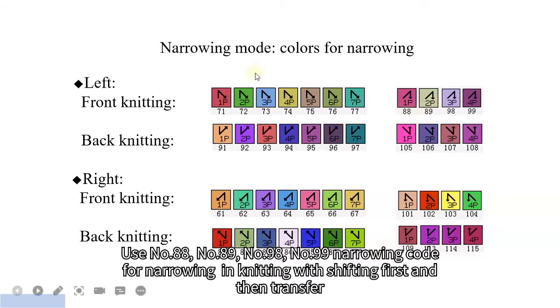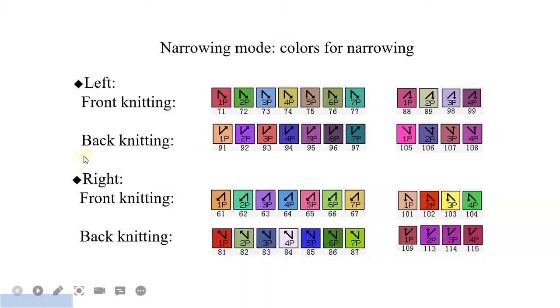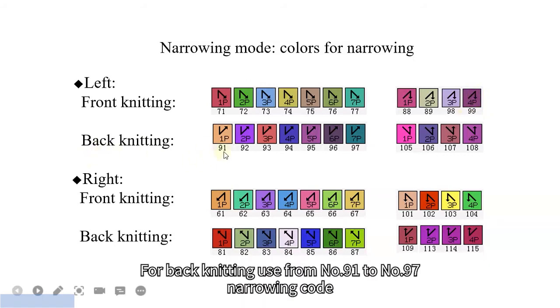use 88, 89, 98, 99 narrowing code. For narrowing in knitting with shifting first and then transfer. For back knitting, use from 9.1 to 9.7 narrowing code.